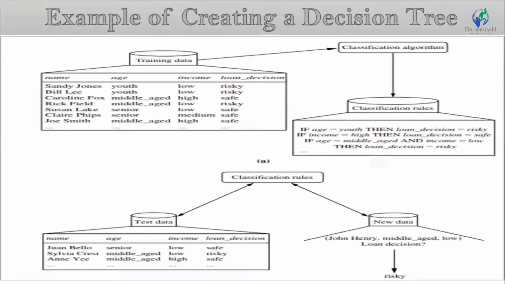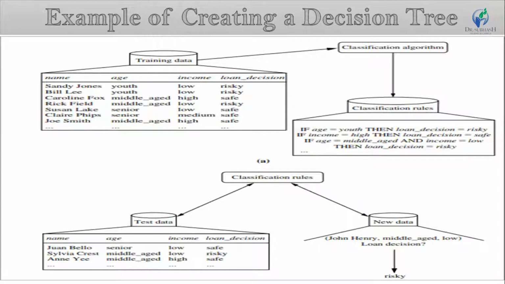Now, I explain an example of creating a decision tree. See the figure, the first step of this figure is the learning step. The training data is fed into the system to be analyzed by a classification algorithm. In this example, the class label attribute is the loan decision. The model built from this training data is represented in the form of decision rules.